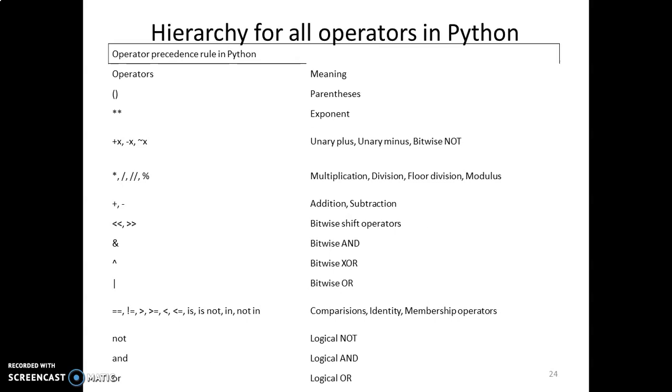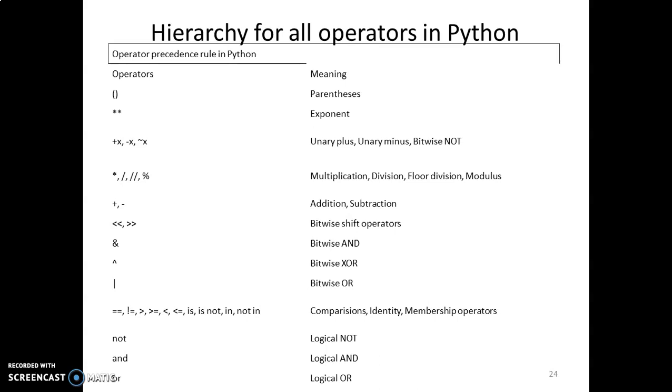Then your 4 arithmetic operators, then the next 2 arithmetic operators, then your bitwise shift operators, then the bitwise AND, bitwise exclusive OR, then bitwise OR, then the various comparison, identity and membership operators, that is the relational operators and the identity and membership operators, then the logical NOT, the logical AND and logical OR. So logical OR is at the bottom of the hierarchy and your parentheses are at the top of the hierarchy. Just remember this chart whenever you are working with operators or whenever you are solving expressions. This chart would be very helpful for you.